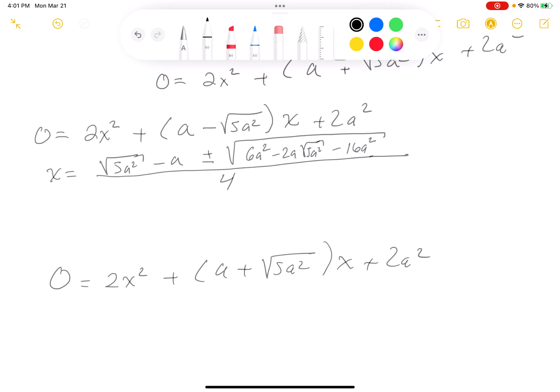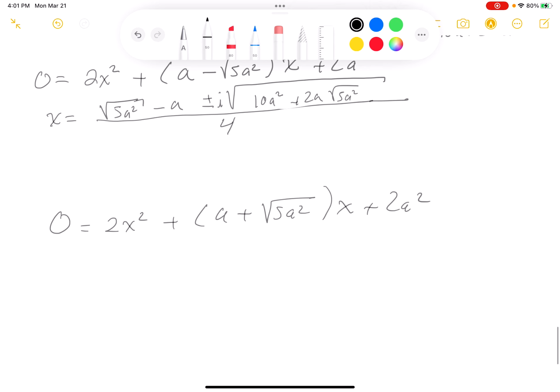And what do you get there? You get minus 10a squared minus 2a root 5a squared. Well, I'm going to factor out an i in that one. And you get 10a squared plus 2a root 5a squared. And do the other one now. We'll check the key later, by the way.